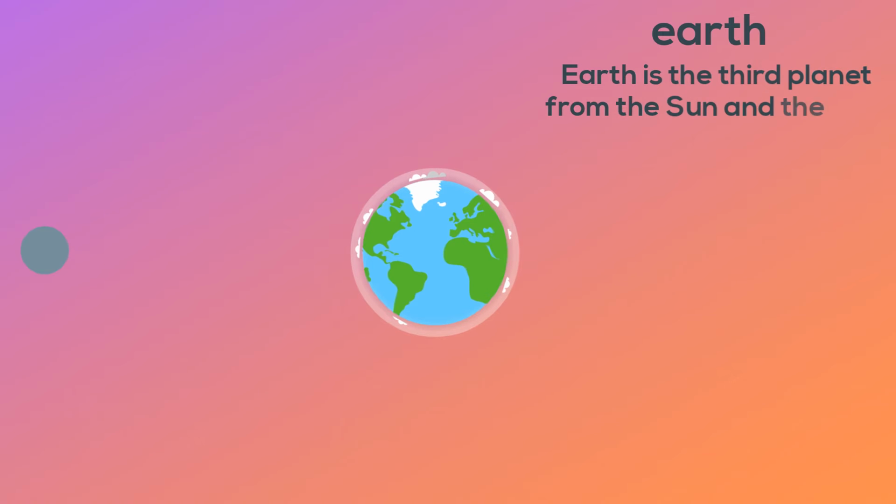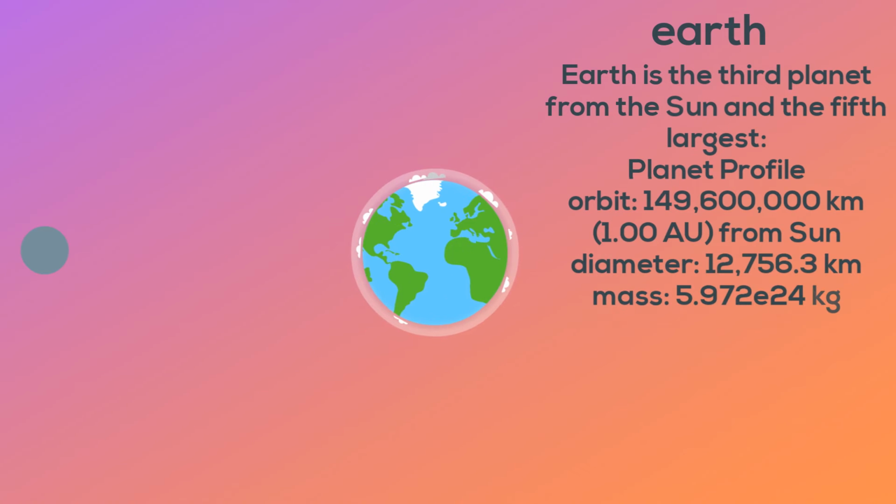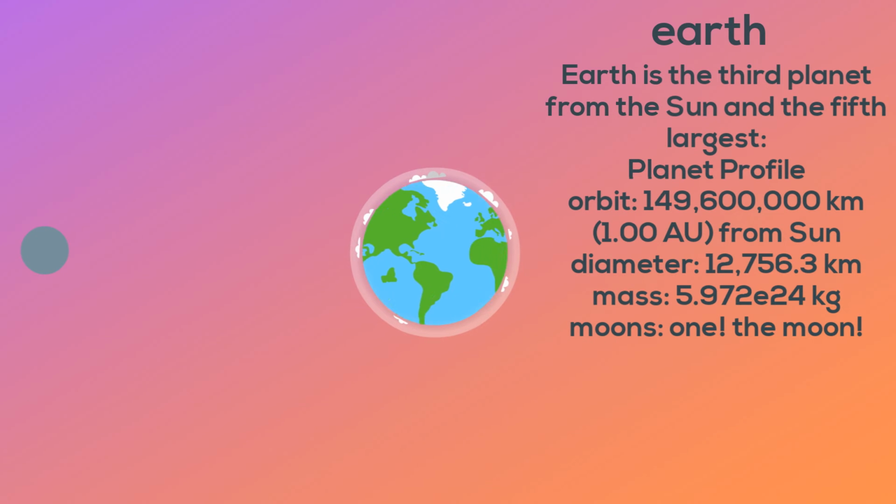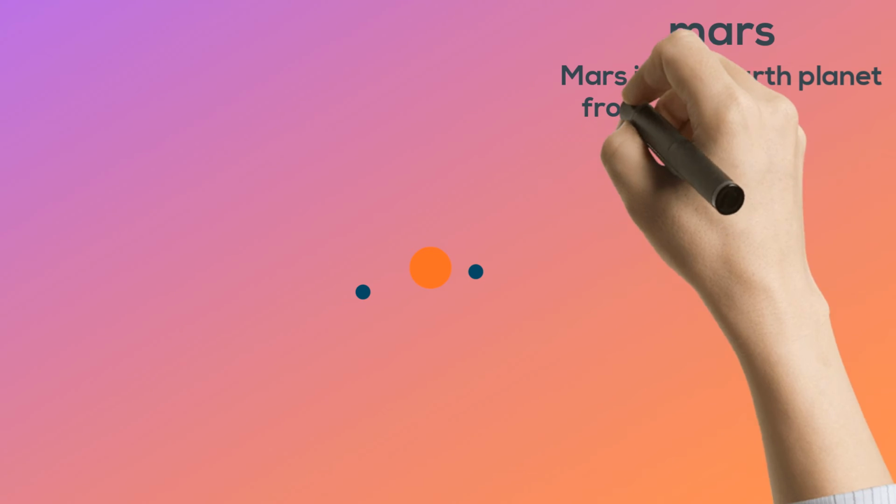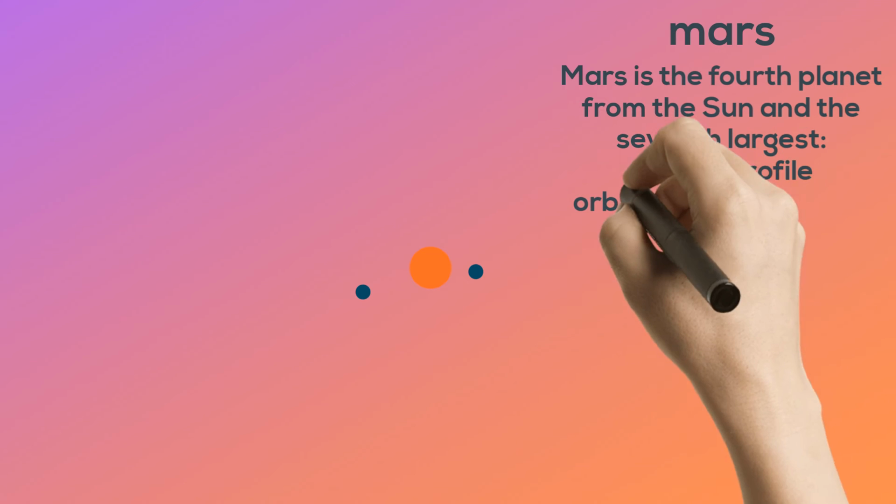Earth. Earth is the third planet from the sun and the fifth largest. Mars. Mars is the fourth planet from the sun and the seventh largest.